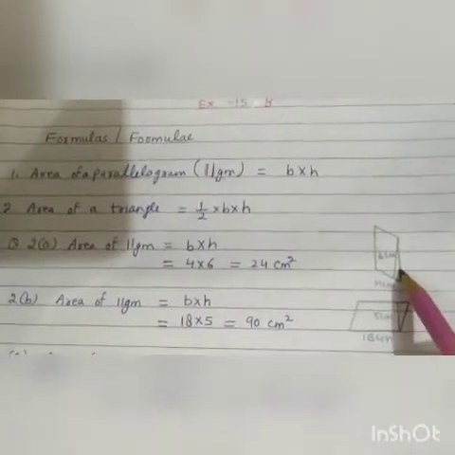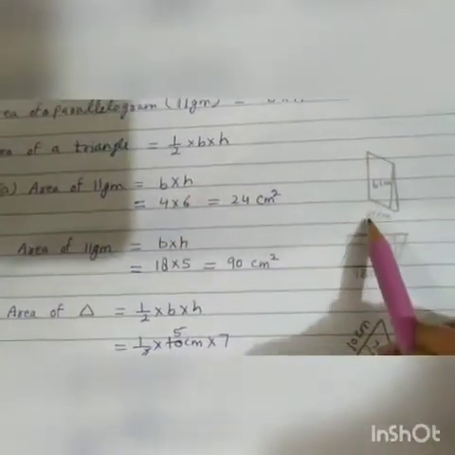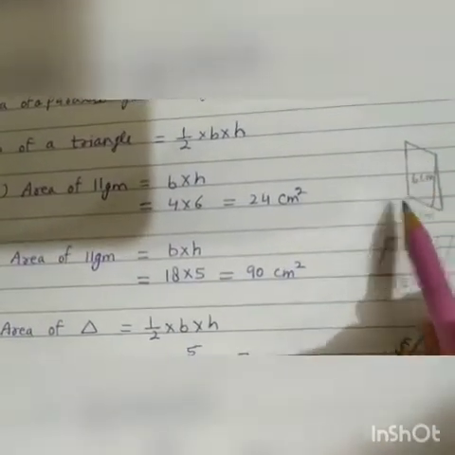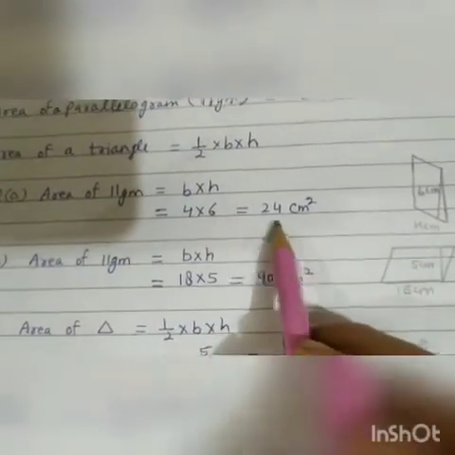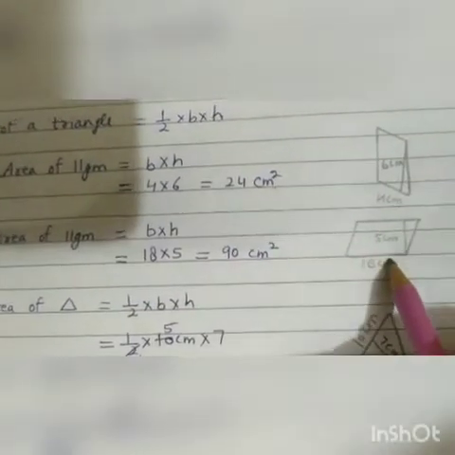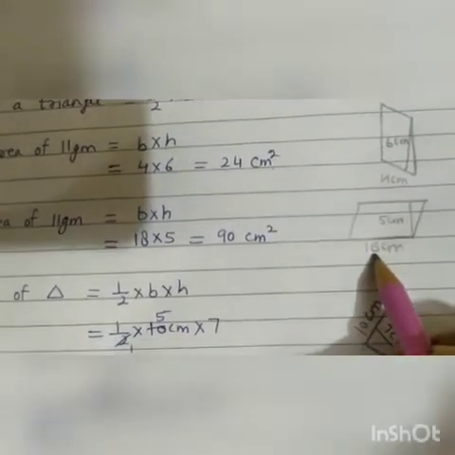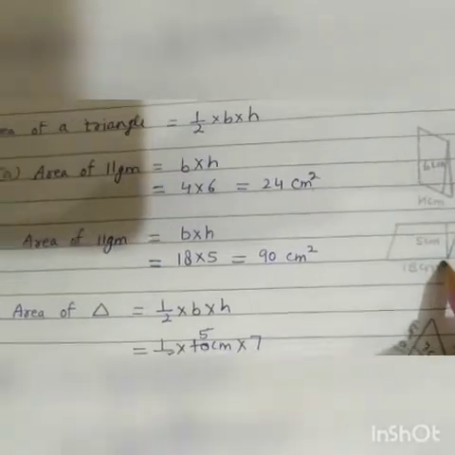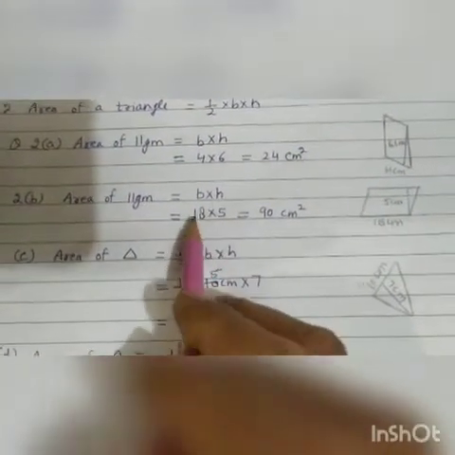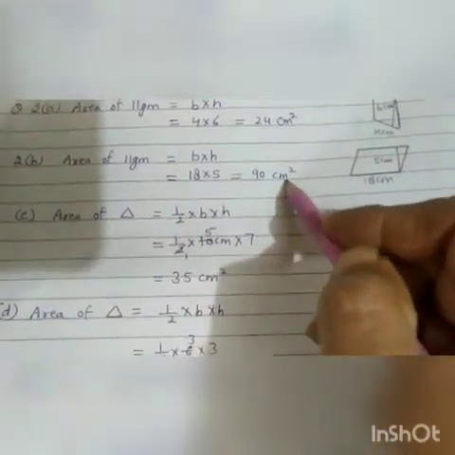First figure is given, this one. So area of parallelogram is equal to base into height. Base is 4 centimeter. Height is 6. So 4 into 6. 4 sixes are 24 square centimeter. Second figure is this. This one is also a parallelogram. Its base is 18 centimeter and height is 5 centimeter. So area of parallelogram is base into height, 18 into 5. 18 fives are 90 square centimeter.